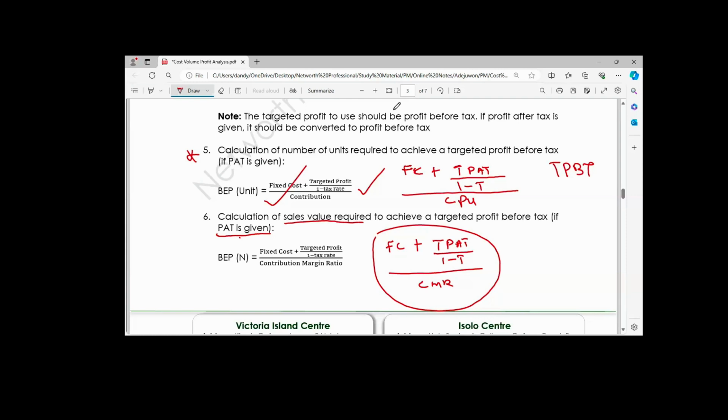Sir, this means that it's just like we are grossing up, that we are given a net amount? Of course, you are grossing it up, yes. Grossing up. Okay, now I get it.